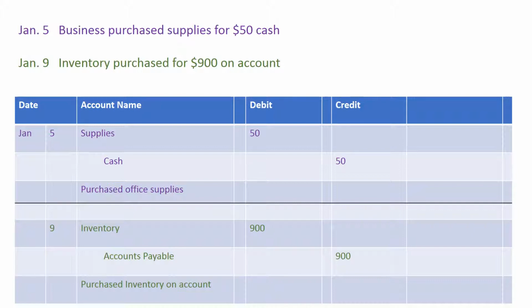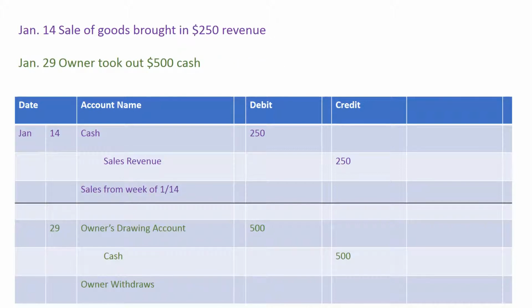On January 9th, inventory purchased for $900 on account. The key word here is account, not cash. Therefore, you debit $900 to inventory account, and you credit $900 to accounts payable account, not cash account, to record purchased inventory on account. On January 14th, sale of goods brought in $250 revenue. So you debit $250 to cash account, and you credit $250 to sales revenue account. This is to record sales from week of January 14th.